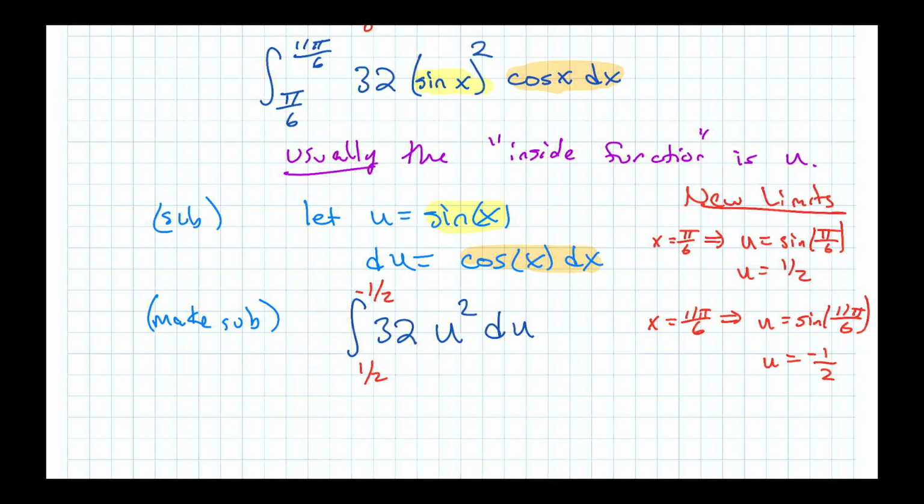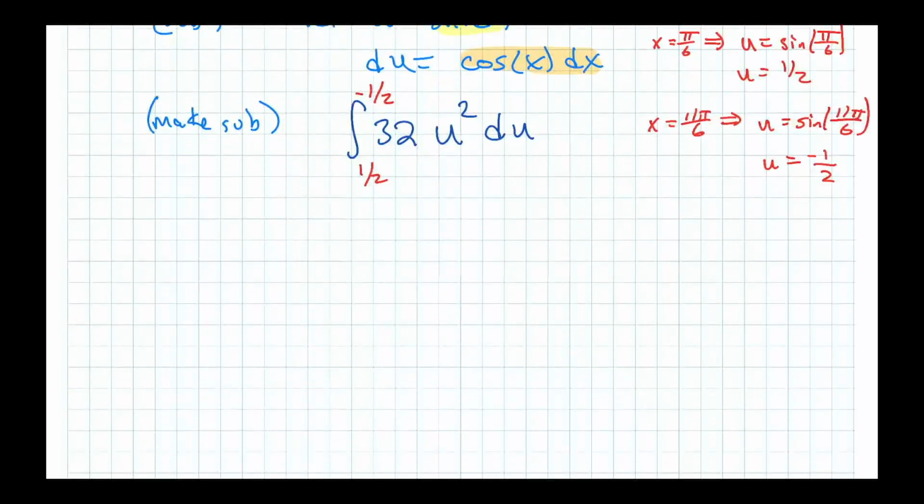Okay? So once you make this substitution, then we can just finish the integral like normal, like the previous problems, to be honest. So let's just solve the integral. So the way you would solve this integral is you need an antiderivative.